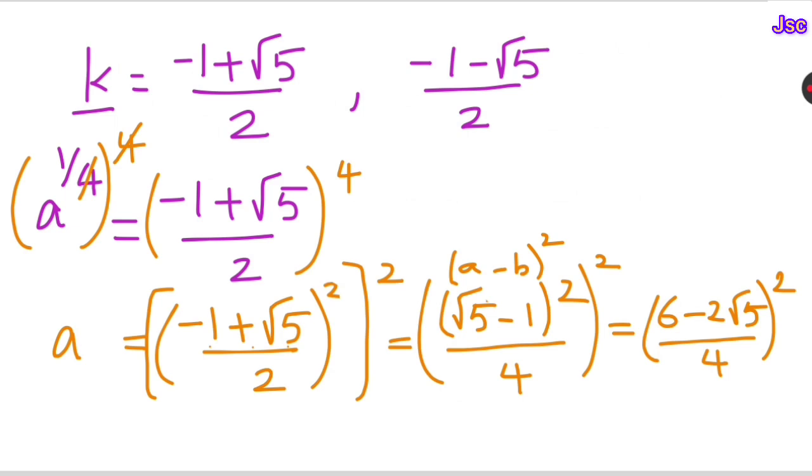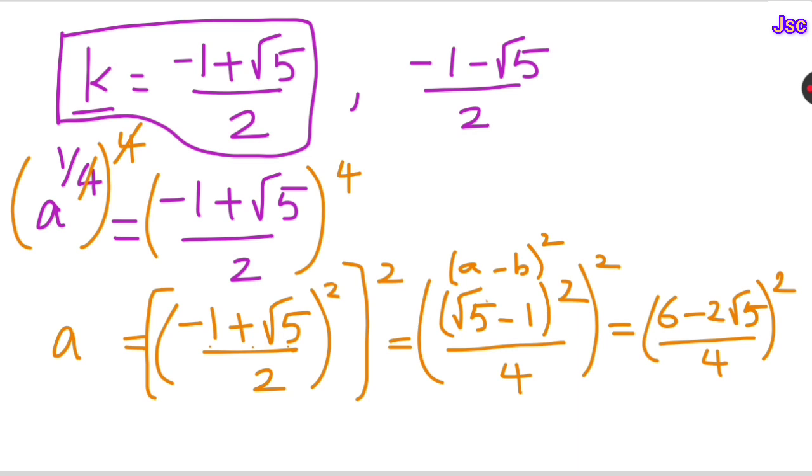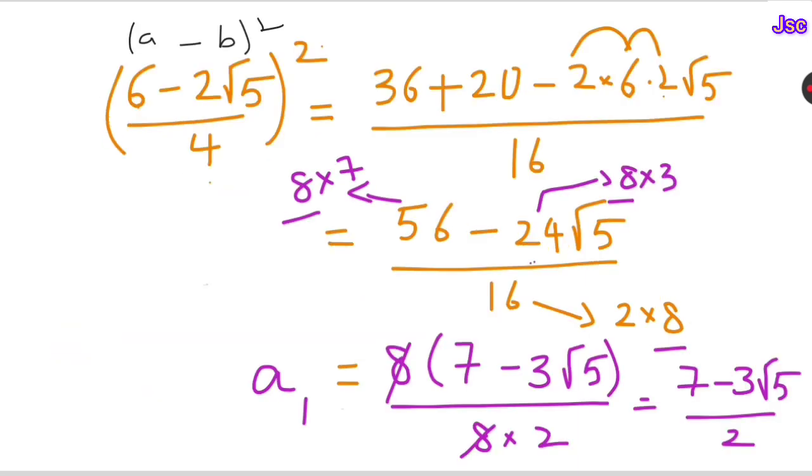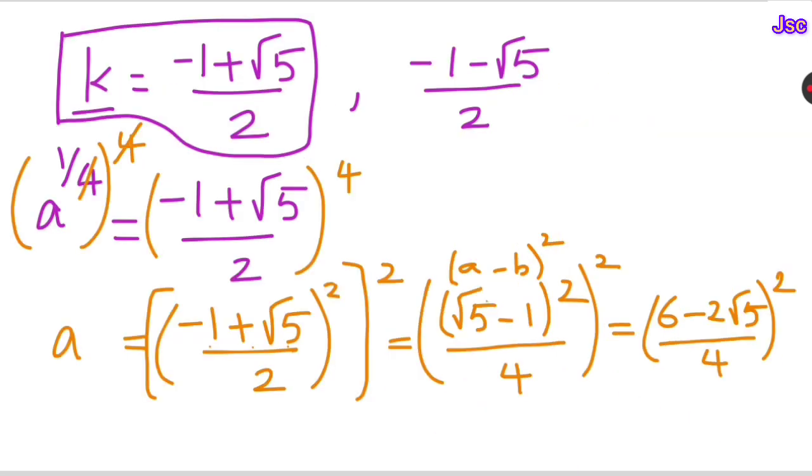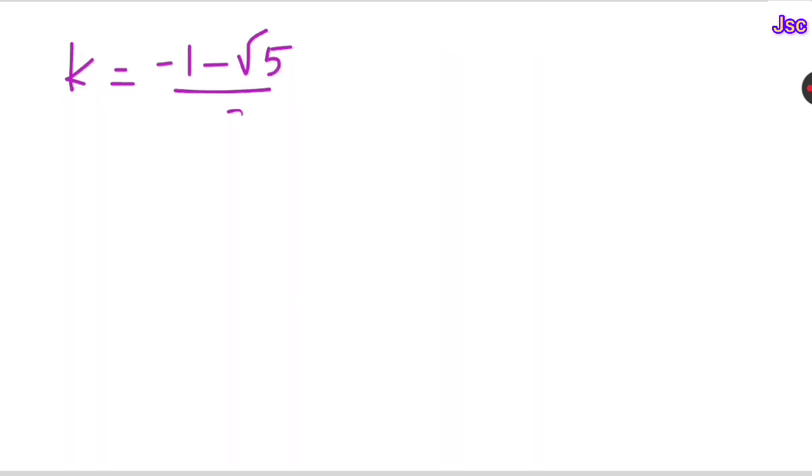We got two solutions. The first solution is (minus 1 plus root 5) over 2. That is the first solution. Further, we found that a value is (7 minus 3 root 5) over 2. And now we need to check the second value, which is (minus 1 minus root 5) over 2. Let's check it for the second case. This we can write as minus of (1 plus root 5) over 2.